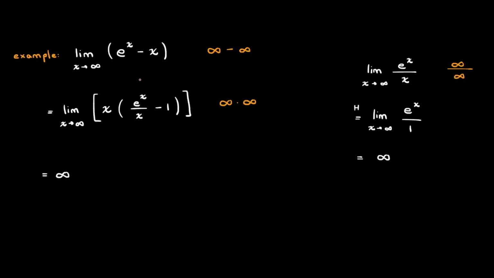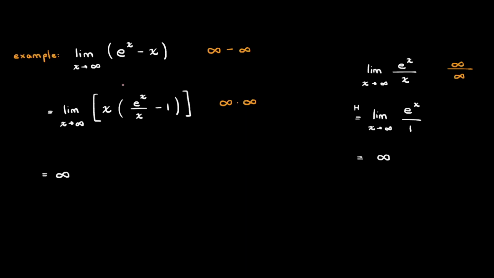For the next example, we have the limit as x approaches infinity of e to the x minus x. As the inputs increase without bound, the function e to the x and x are both going to approach infinity. And so we have indeterminate form of infinity minus infinity. Now this one is a little bit more tricky because there is no obvious way to convert this into a fraction. So here I would actually try to factor.